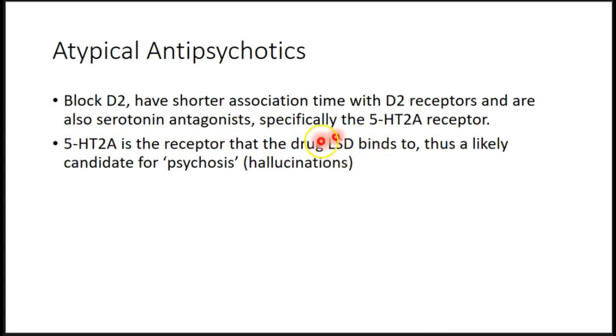This is the receptor that LSD binds to. Cool, right?